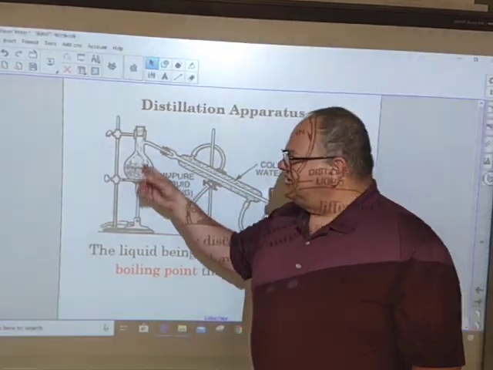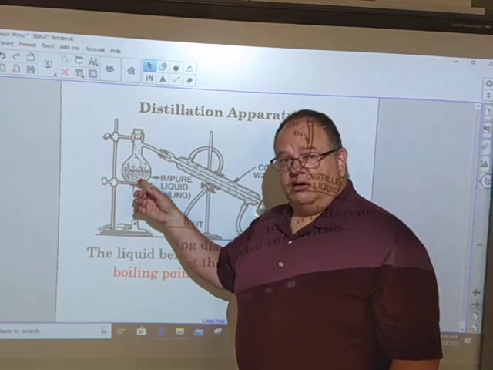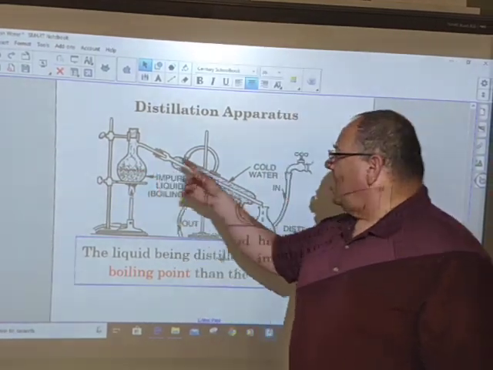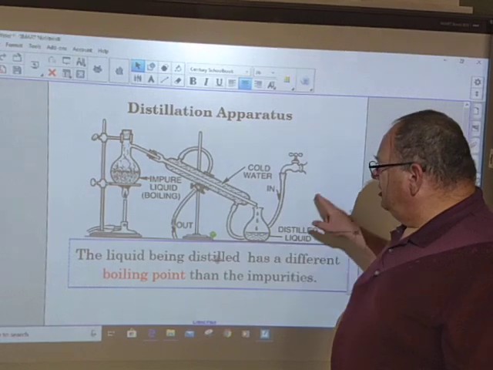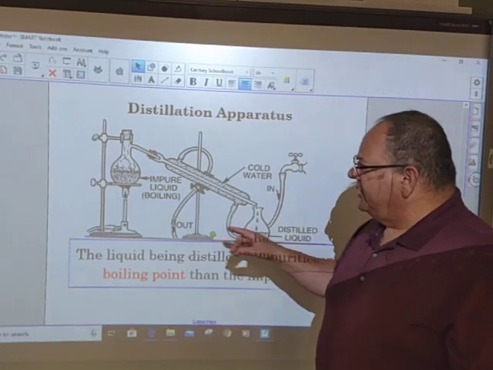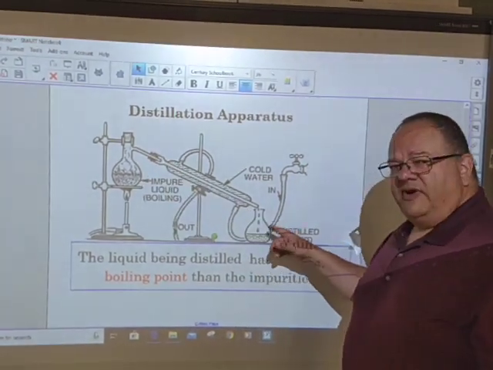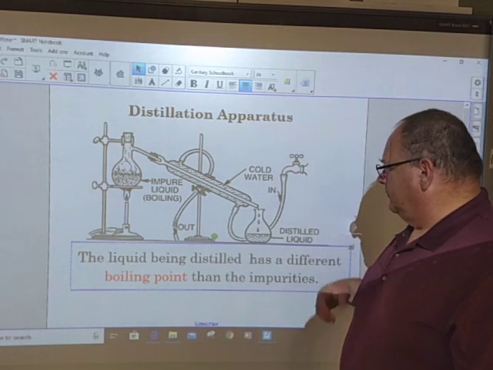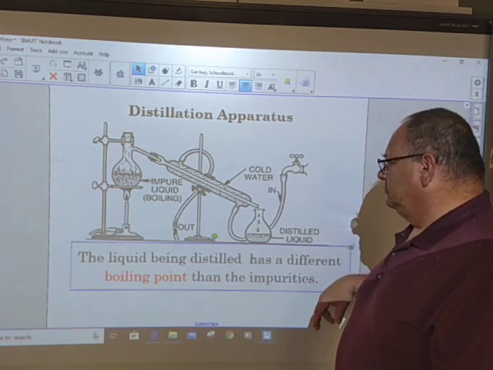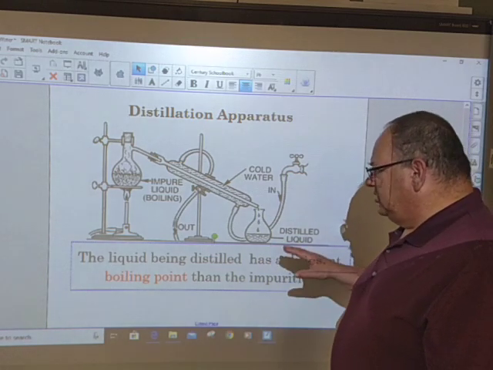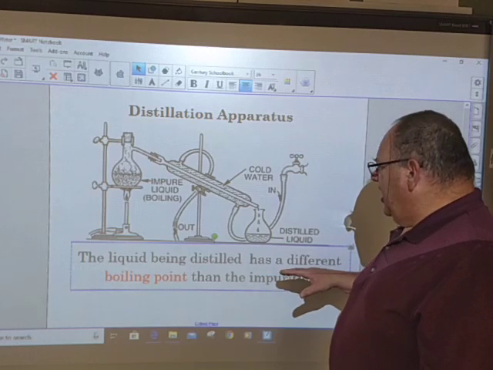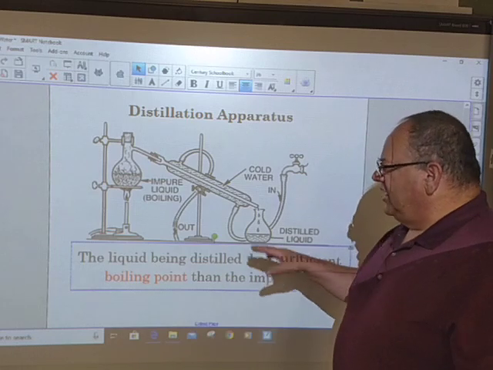Now, the substances that didn't turn to a vapor stay there and get more and more concentrated. The water comes across. And when done correctly, this can lead to very, very pure water. So whatever we're trying to remove has a different boiling point than the impurities.